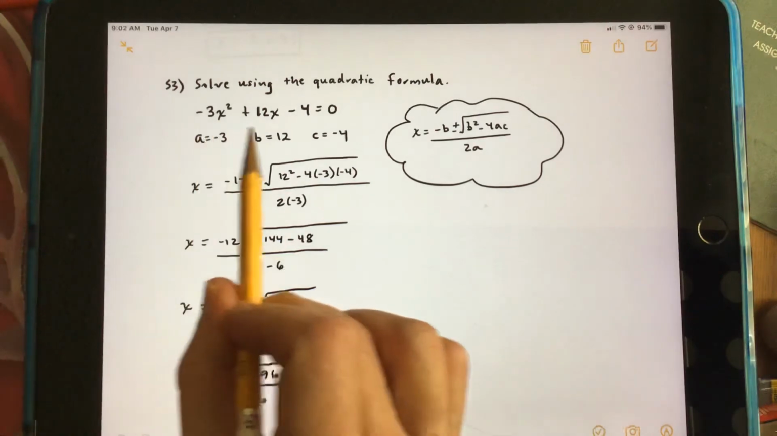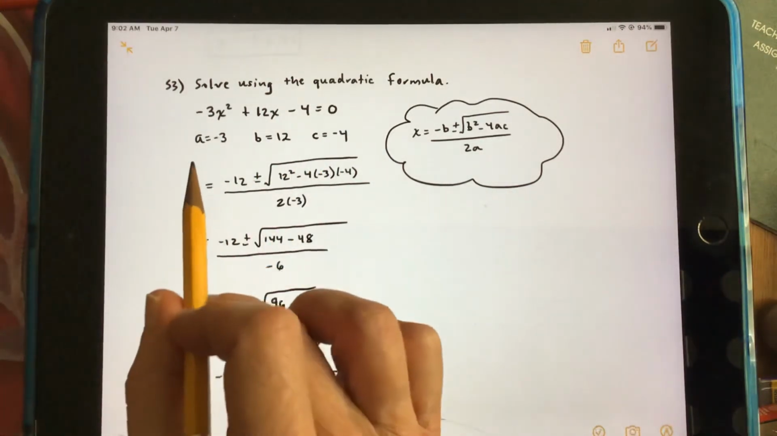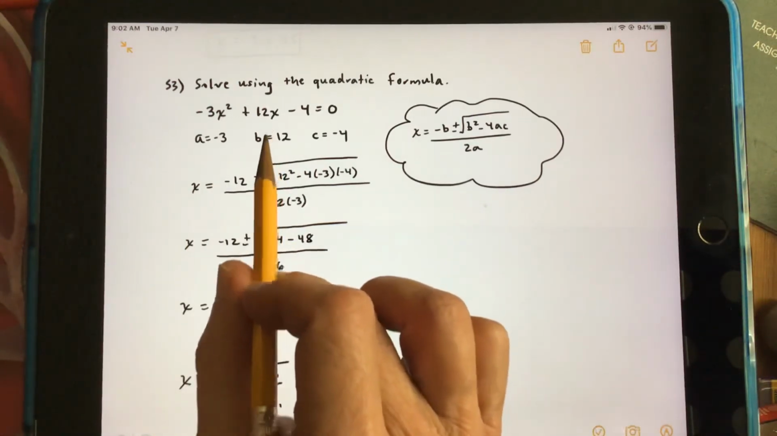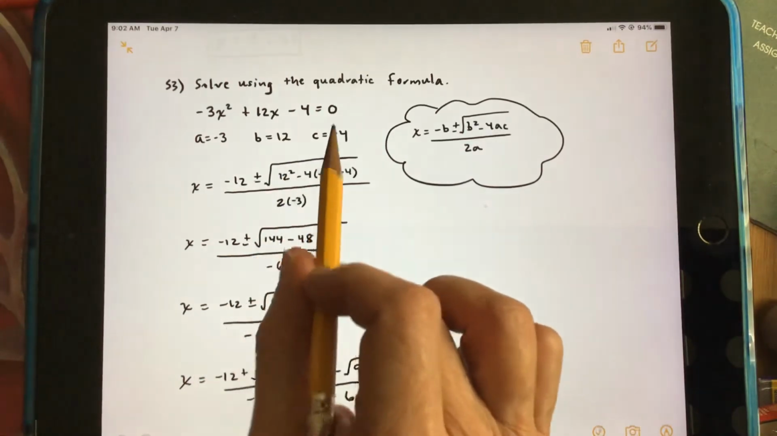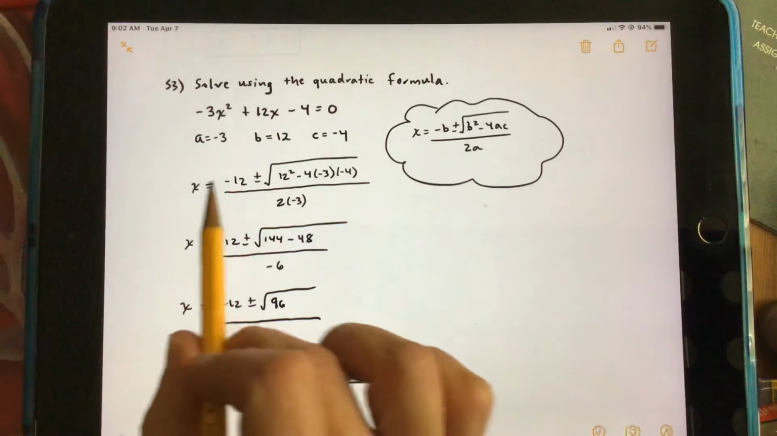So since this is already in standard form, we'll pull off our a, our b, and our c. The coefficient on the x squared term is our a, so negative 3. The coefficient on our x term is positive 12. And the constant is negative 4. We need to be equal to 0 to be able to pull off our a, b, and c. So our quadratic equation must be in standard form to identify a, b, and c.